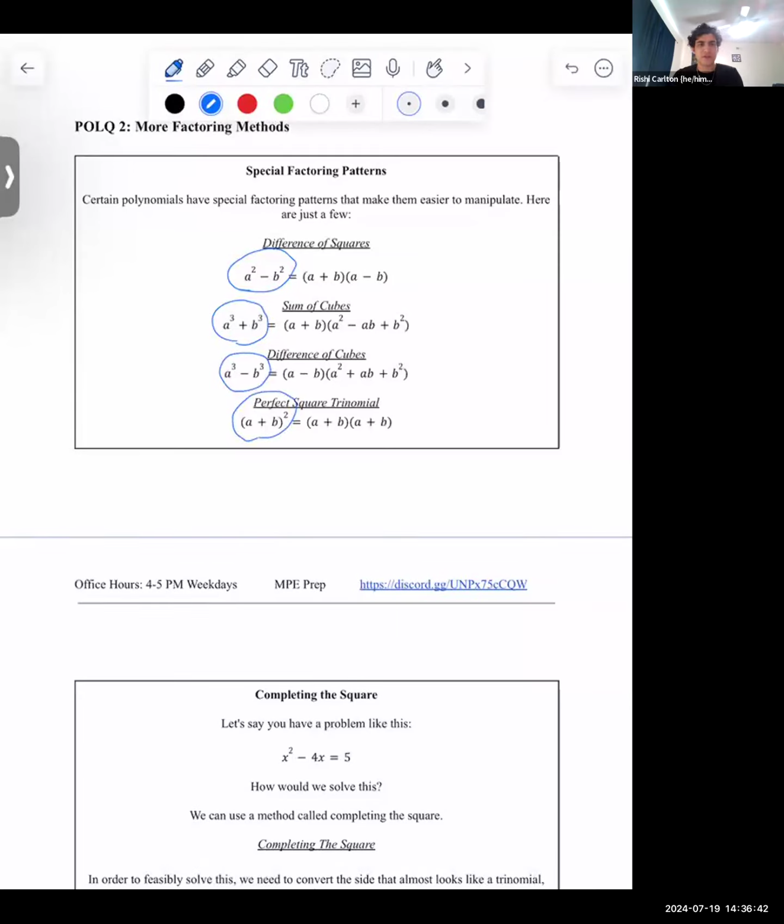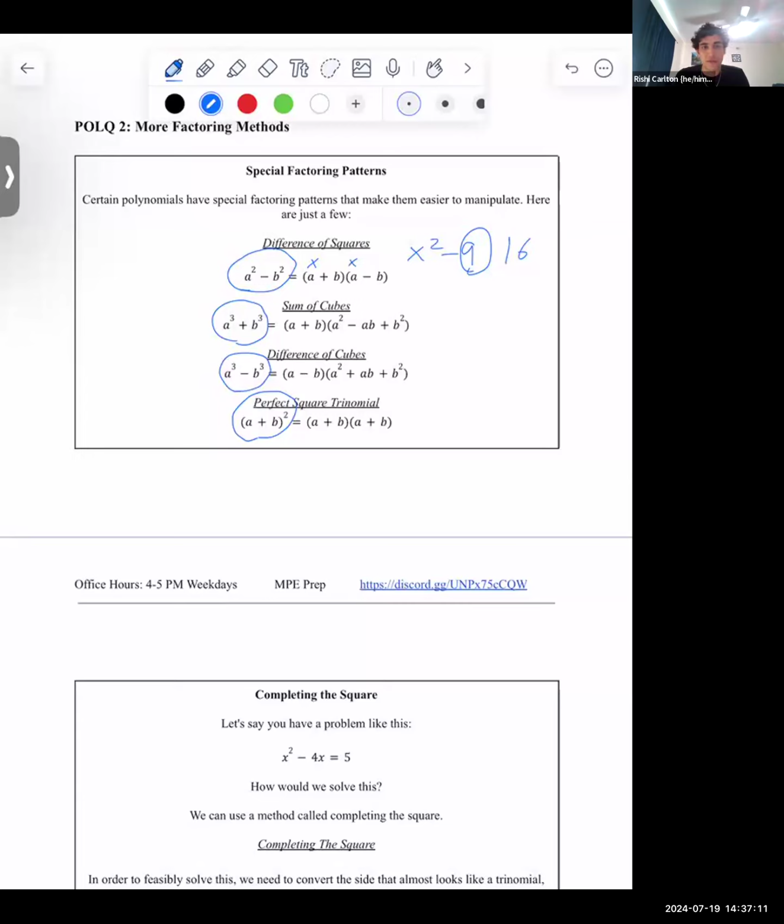I actually mentioned one of these, the difference of squares, the first one. It's anything like x squared minus 9, anything where you have something to the second power minus a number to the second power. Generally speaking, A will be x, and then B will be something that can be squared, like 9 or 16 or 36 is a square, 25 is a square, anything like that.